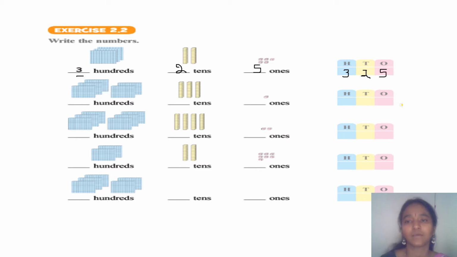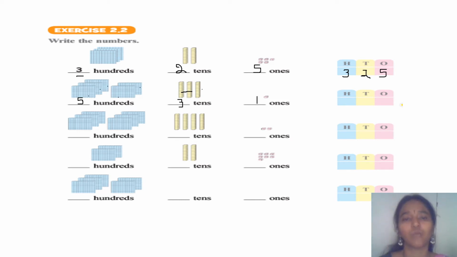Okay. Next, how many 100 squares are there? Count 1, 2, 3, 4 and 5. How many? 5 are there, right? So, I am writing 5 under hundreds. And how many tens are there? 1, 2 and 3, right? So, I am writing 3 under tens. Next, how many ones are there? I could see only one. Okay, so I am writing 1 over here.